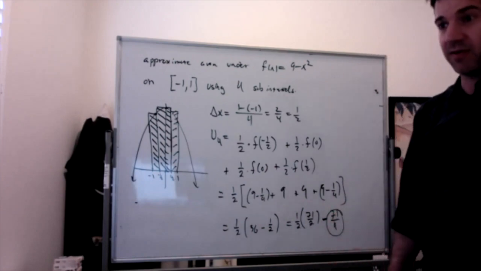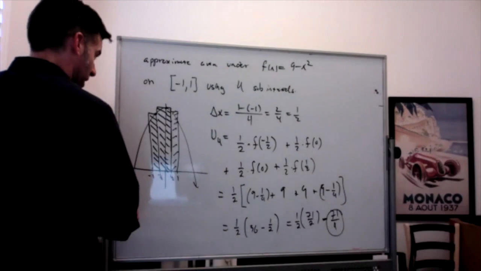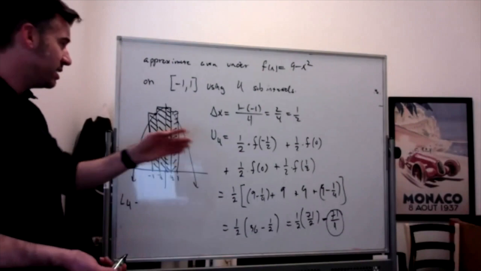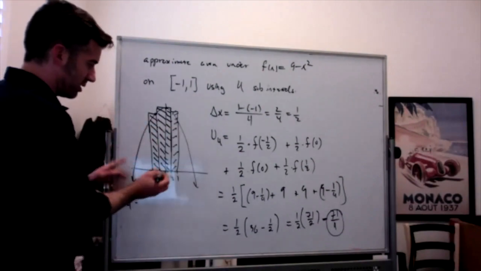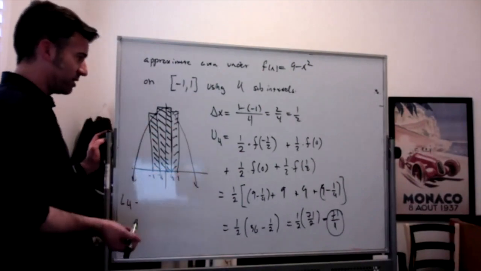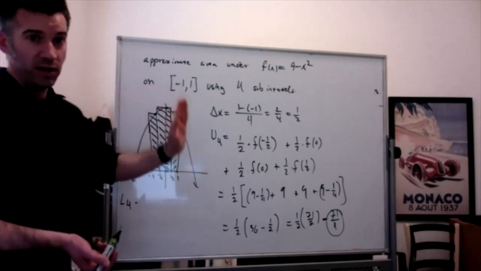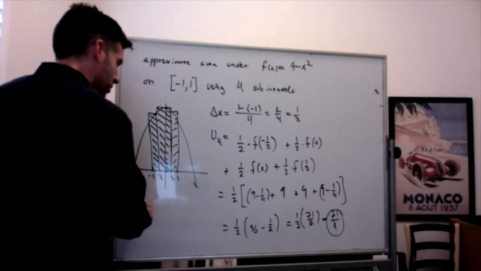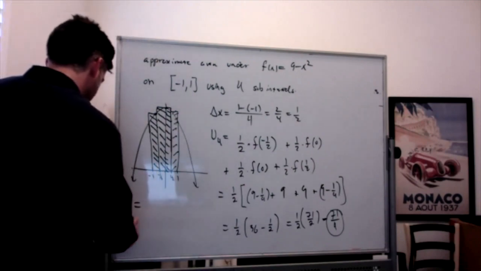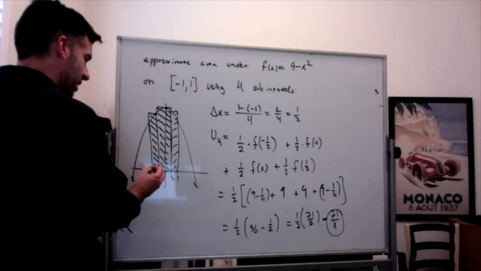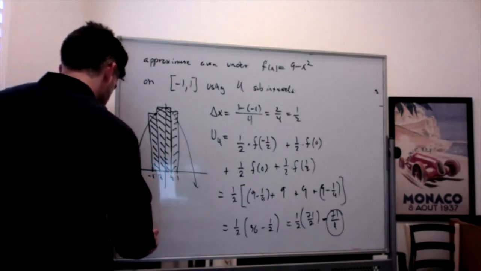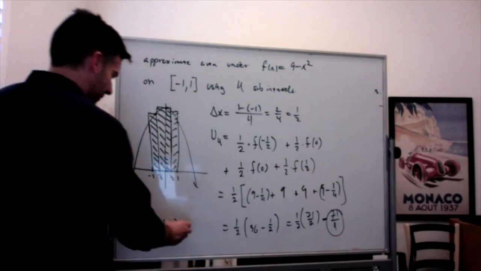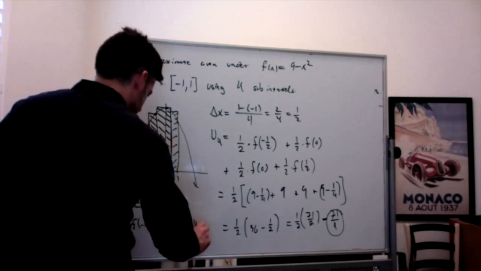On the other hand, if I was going to do the lower sum, L4, I would literally make the opposite choices. Since this one, it's easy to see that from here to here, it's strictly increasing. From here to here, it's strictly decreasing. If you want the upper sum, you're always going to pick one extreme endpoint. If you want the lower sum, you can pick the other extreme endpoint. So I'm going to do 1/2 times f of -1 plus f of -1/2. And then here I would do f of 1/2 and f of 1.